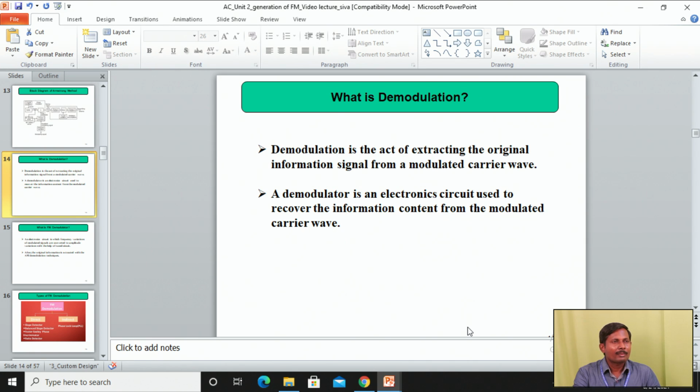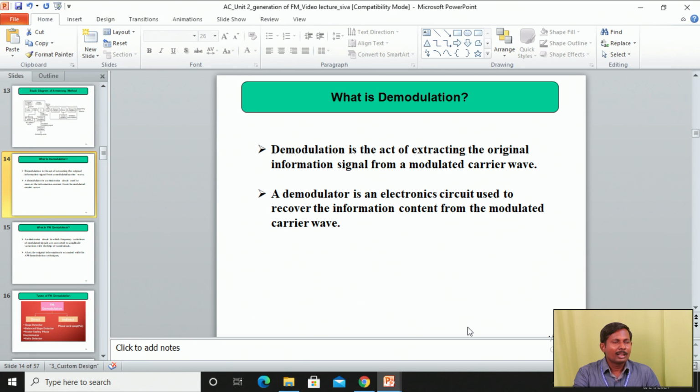So next one is demodulation. What is demodulation? Demodulation is the act of extracting the original information signal from the modulated carrier wave. The demodulator is an electronic circuit used to recover the information content from the modulated carrier wave.